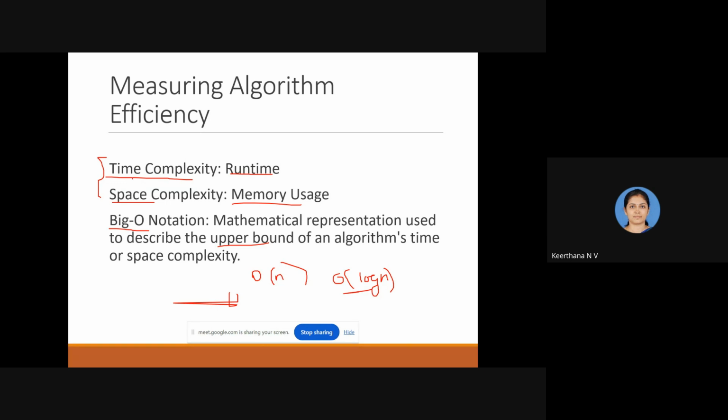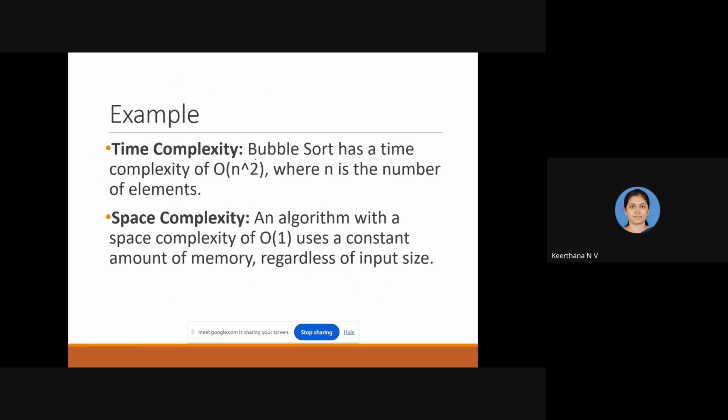So for example, bubble sort has a time complexity of order of n squared, where n is the number of elements. How many elements you are taking for sorting, that number of elements will be squared. It means this bubble sort will be running twice. So that's why my time complexity is twice the number of inputs.